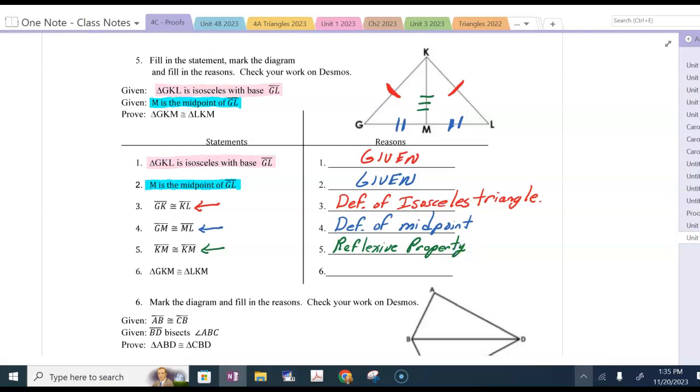And now if you look at the 2 triangles, we wanted to prove that they were congruent, and I'm highlighting that in yellow, which is in step 6. The reason is side, side, side.